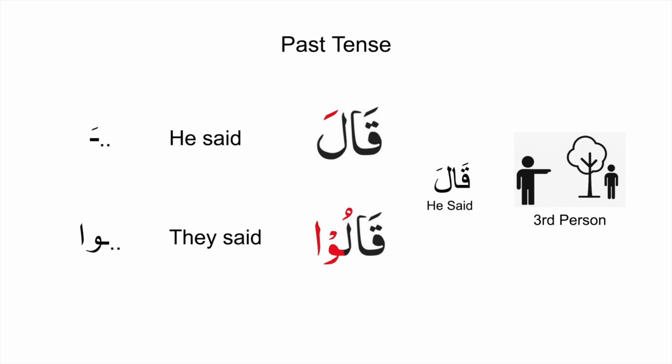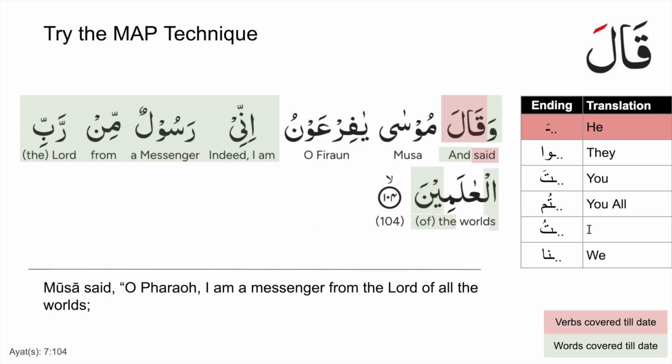Now, when an ending is added, the meaning becomes more specific. When we add wa and alif, it becomes qalu, which means they said. The base verb stays the same. The ending tells you who the action is talking to. You do not need to memorize rules. Just notice the ending and recognize the person. As you listen, just notice the verb and its ending. Pause if you need to.